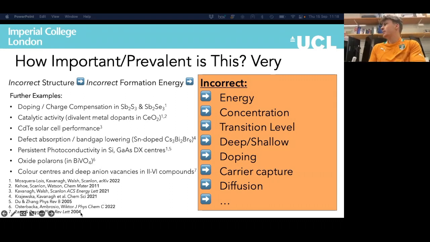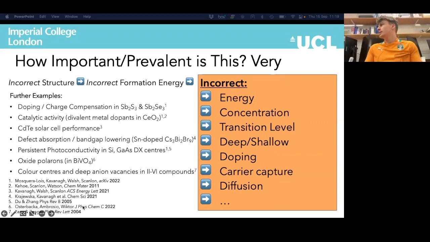Even as far back as 2004, this Lany Zunger PRL was one of the big ones, or initial realizations of this behavior for defects in semiconductors. I guess the initial key example in our field was maybe the DX centers in silicon and gallium arsenide, where people started noticing that if you displaced some of the atoms significantly off-site, you got this much lower energy defect, what we call a DX center, and explained some long-standing puzzling observations in these materials. So things like persistent photoconductivity, for example.